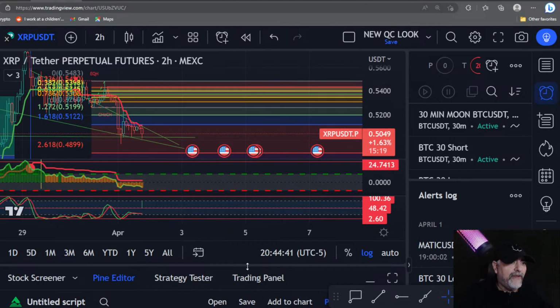So there's a lot of people, as we've seen this coin start to bounce, they're panicking because they think there's going to be a long. But this is just the limit buys that are coming.